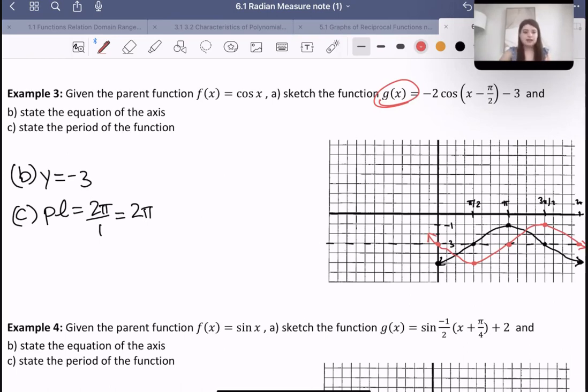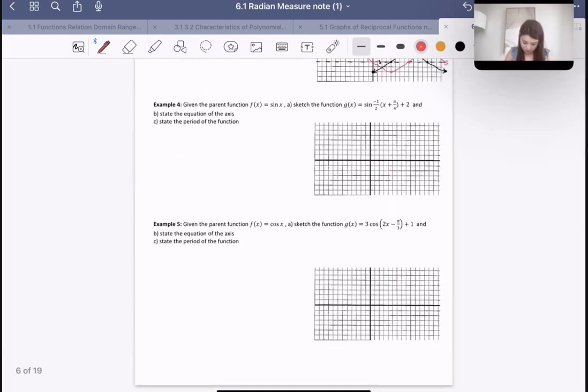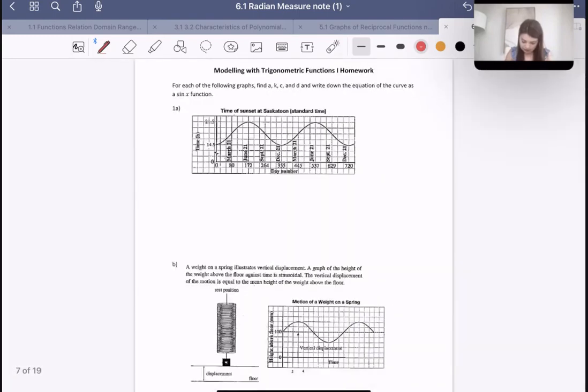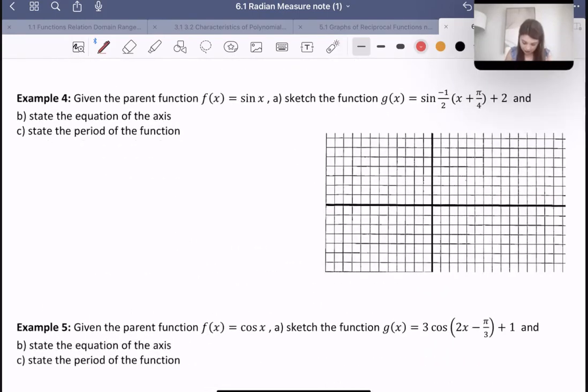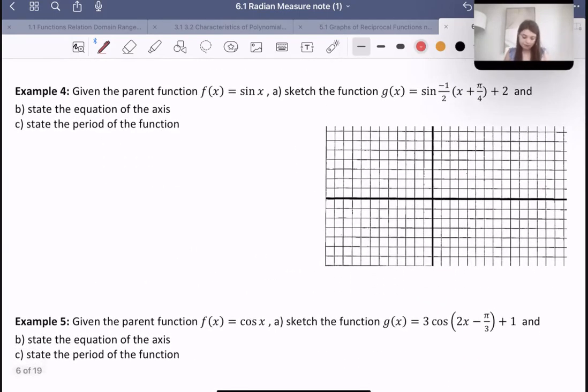Okay, let's move on to the next example, which is example 4. Looks like there's 2 more examples left for today. There are. Okay, so example 4 says, given the parent function y equals sine x, sketch this graph and state the equation of the axis and state the period of the function.